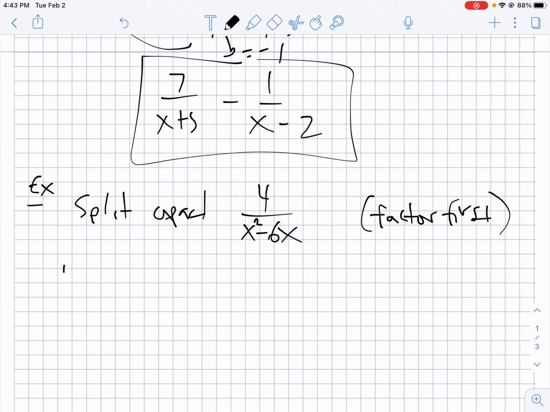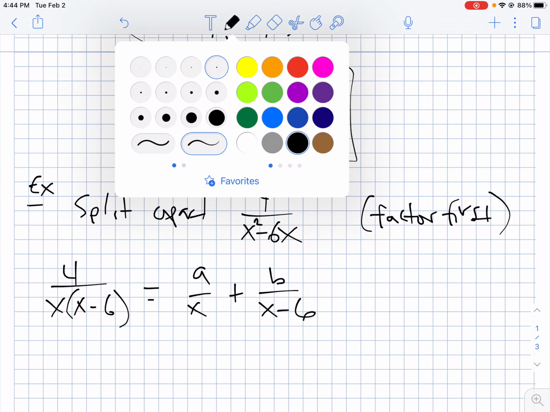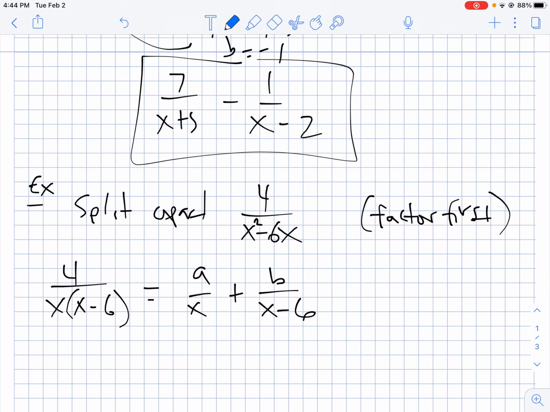Okay, so this is 4 over x times parentheses x minus 6. So that is equal to some a over x plus some b divided by x minus 6. Okay, so what that means, again, we'll multiply, and by the way, if you flip these, if you put the a over x minus 6 and the b over x, it actually doesn't matter.